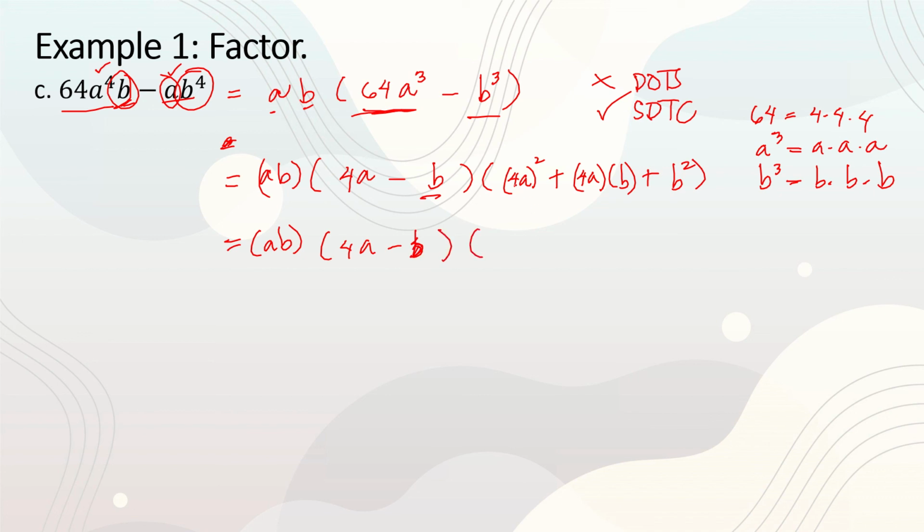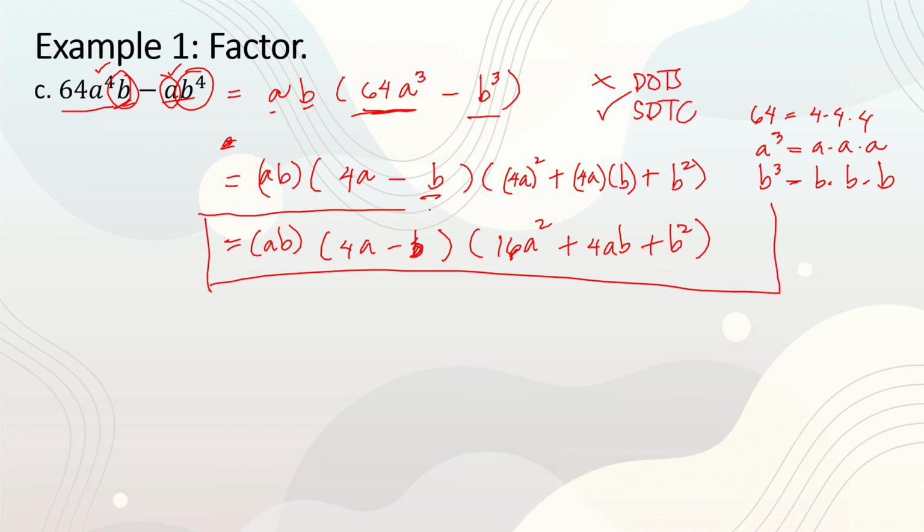The square of 4a squared, meaning you have to multiply 4a by itself twice. So 4 times 4, 16. A times a is a squared. 4a times b is 4ab plus b squared. So there you go. This is our final answer.